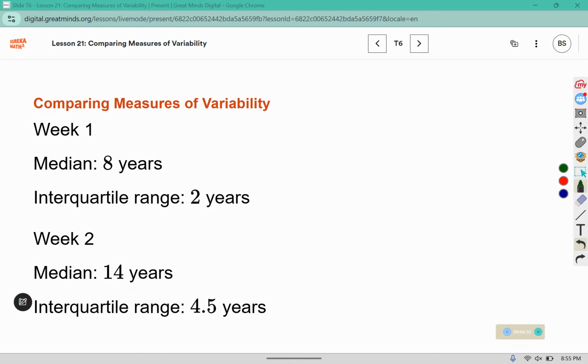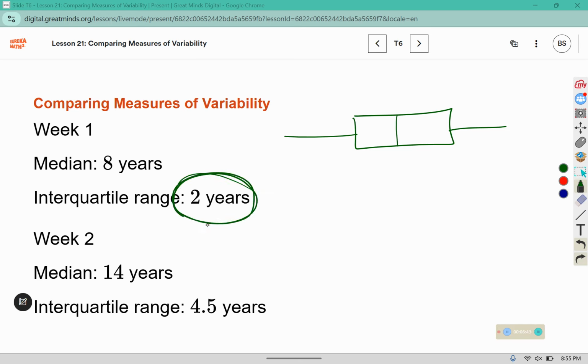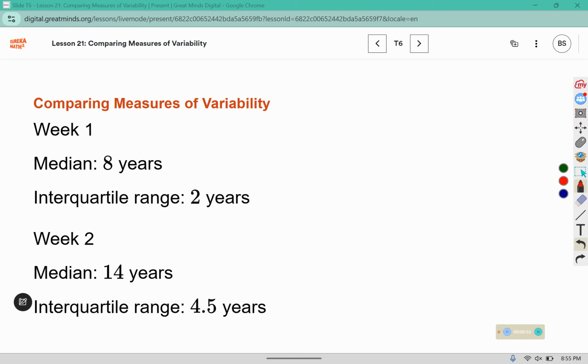The interquartile range tells us the spread of the middle 50% of the group. So in this one, the interquartile range was 2 years, and in this one, it was 4.5. This also indicates that week 2 has more variability because 4.5 is greater than 2. This tells us that the middle 50% of the campers had a spread of 4.5 years, and the middle 50% of campers in week 1 had a spread of only 2 years.